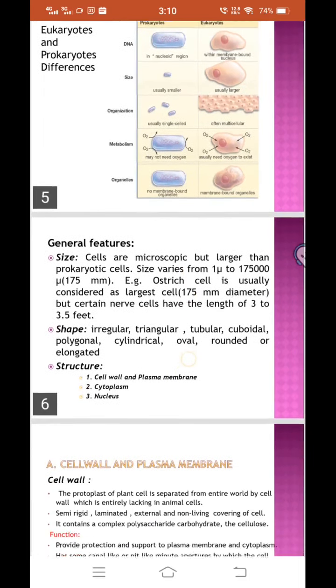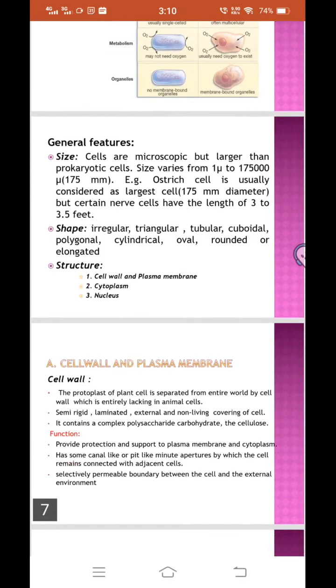Okay. Now next we have certain general features of the eukaryotic cells. That is, the first one is the size of the cell. Now the cells are microscopic in nature, but they are larger in comparison to the prokaryotic cells, as we saw in the differentiation earlier. In the previous slide, we have seen some parameters on which we have differentiated the prokaryotic cells from the eukaryotic cells.